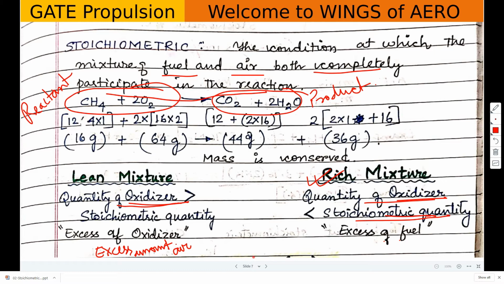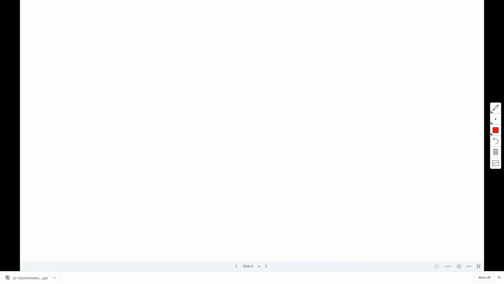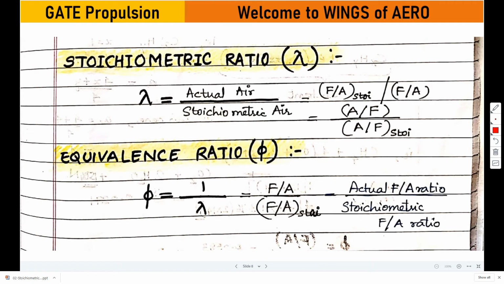Moving to the next, we have the stoichiometric ratios. That is very important. There is a high chance of getting confused between the stoichiometric ratio and the equivalence ratio.